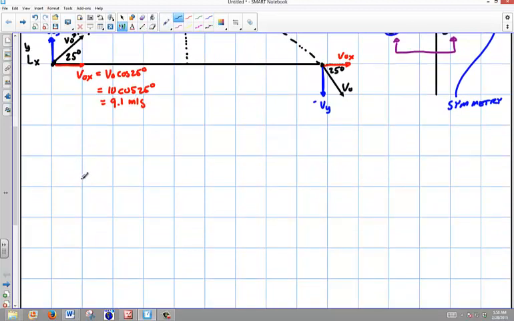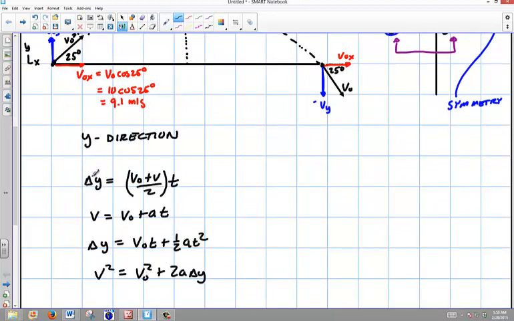So let me write all of these out for you. I have written these out for you here. These are all the kinematics equations in the y direction for a constant acceleration. So just to review, we have delta y is v initial plus v over 2 times time. V final is v initial plus at. Delta y is v0t plus 1/2 at squared. And v squared equals v initial squared plus 2a delta y. People really like to go to these equations a lot, especially when we're dealing with projectiles. But in this particular case, we don't even need to look at these. Okay? Why?